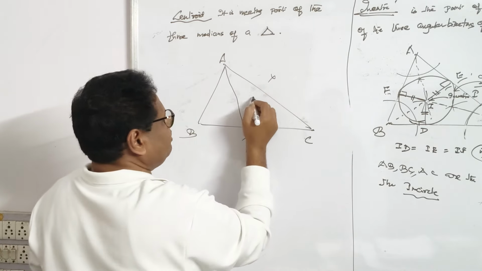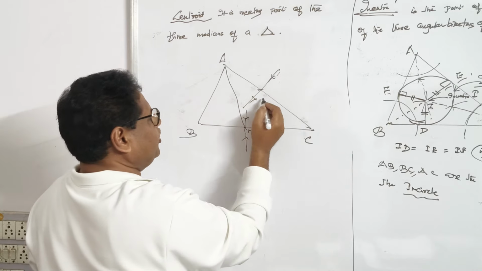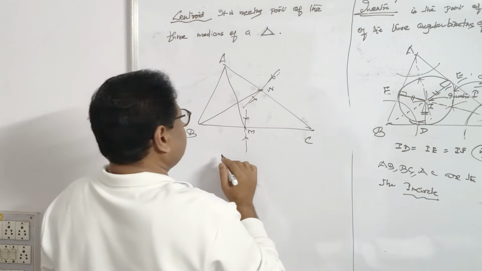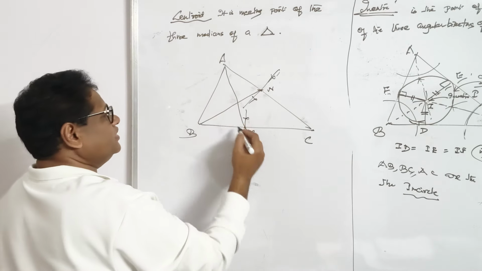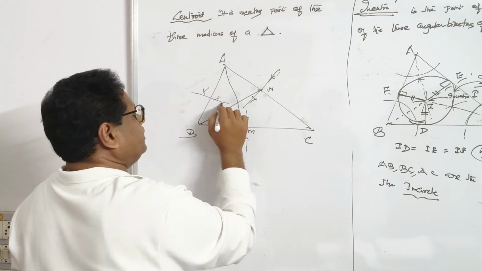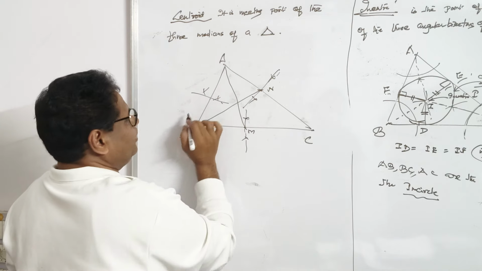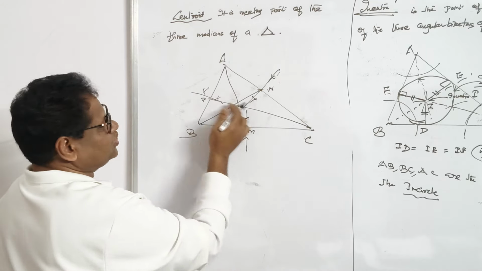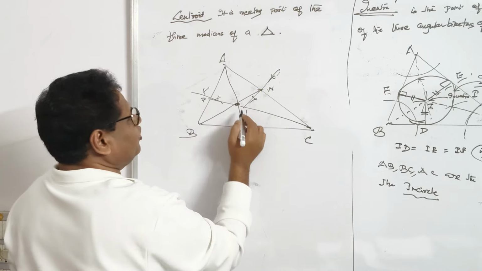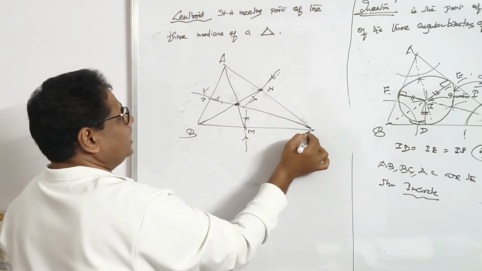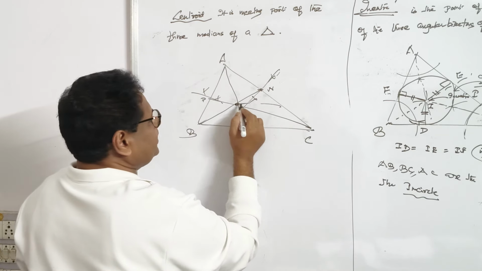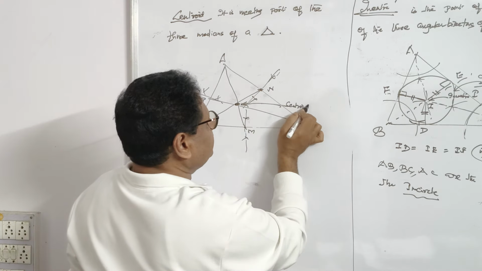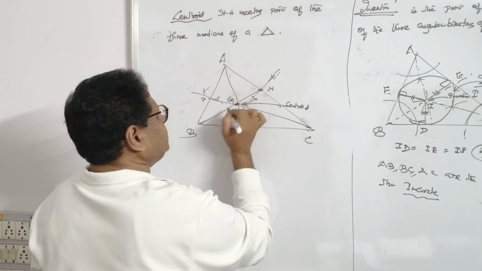Similarly, you find the right bisector of AC. Get the midpoint N and join BN. This is the median through B. Similarly, get the perpendicular bisector of AB, get the midpoint over here. Suppose this is P. Join CP, this is the median passing through C. So this particular point where the three medians are passing is called the centroid. We represent it by G.